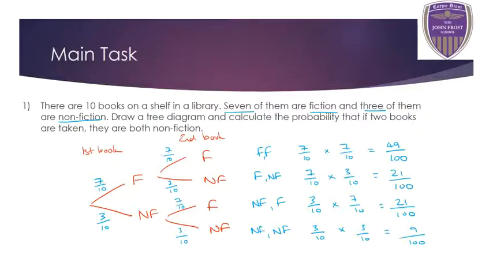So then it says, calculate the probability that if two books are taken, they are both non-fiction, okay? Well, there's only one possibility where they're both non-fiction, and that's this bottom one here, look. So our answer is the non-fiction, okay? So probability of non-fiction is 9 out of 100.